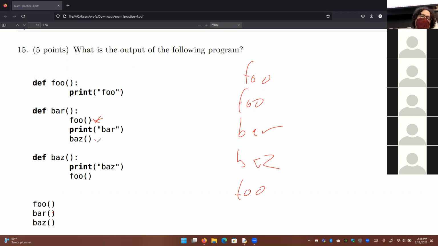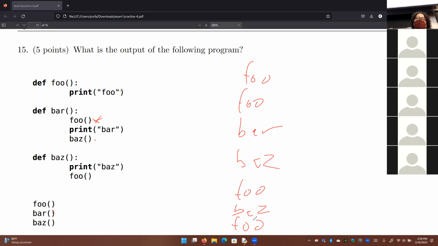So we finished Baz, we finished bar, we finished the Baz inside bar. And now we finally come down to Baz, which says print Baz, and then call foo, which prints foo. So we got foo, foo, bar, Baz, foo, Baz, foo. The point of this is to note that functions can call functions.